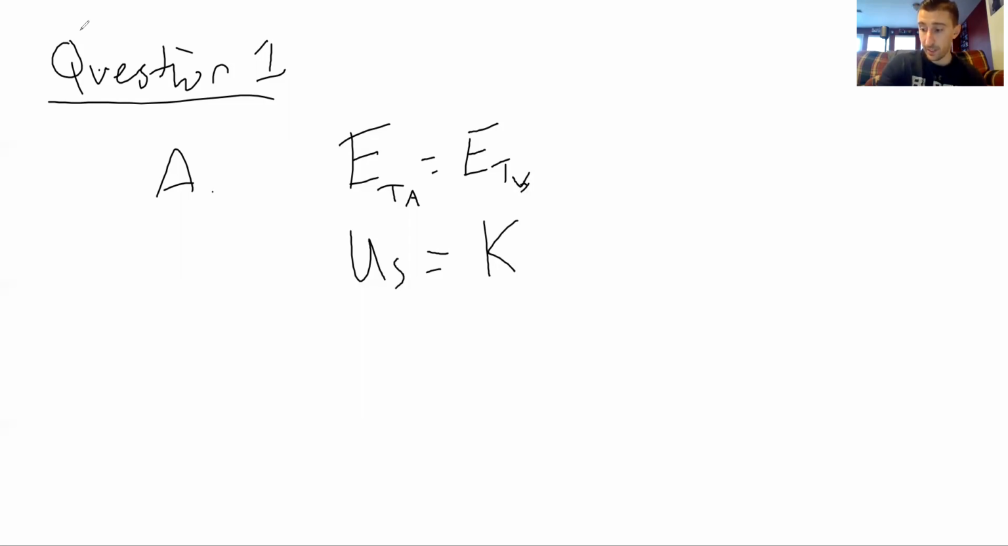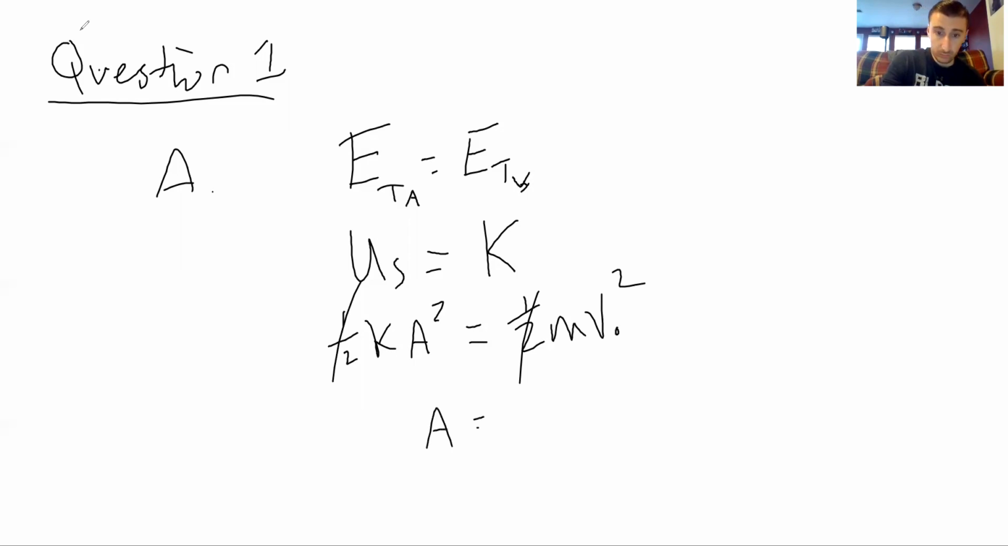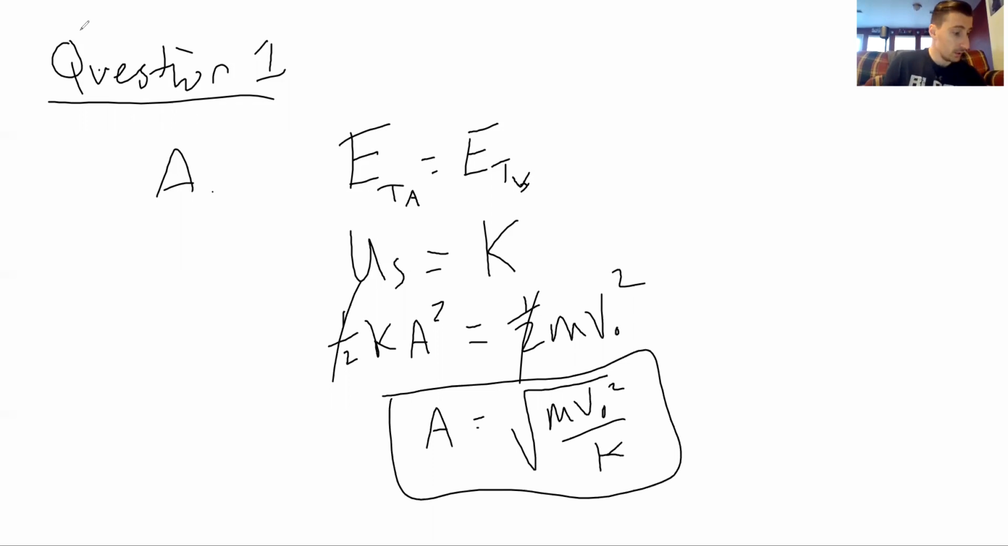So if I plug these in, I get 1/2 K amplitude squared is equal to 1/2 m v initial squared. So all I gotta do is solve that for A. I shift that stuff over, K goes over, and I get amplitude is equal to the square root of m v naught squared over K. All right, so that's A. Let's clear that.